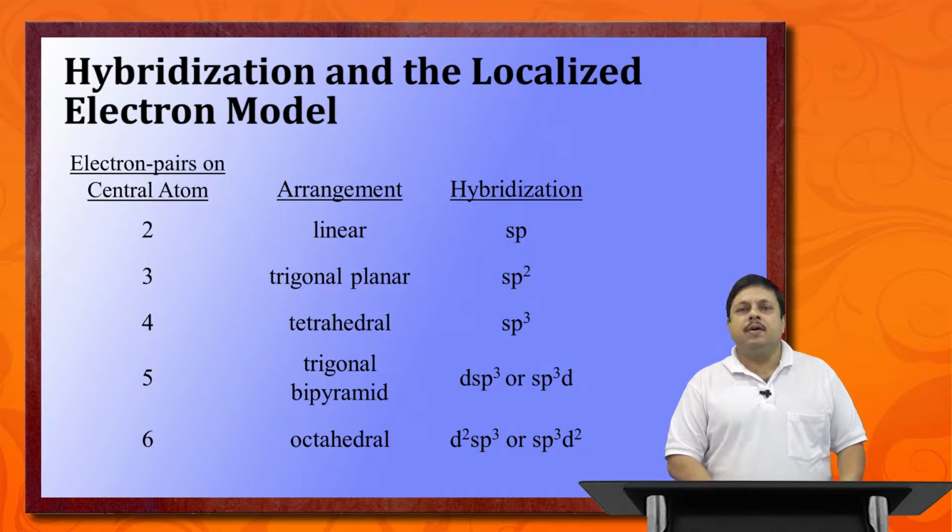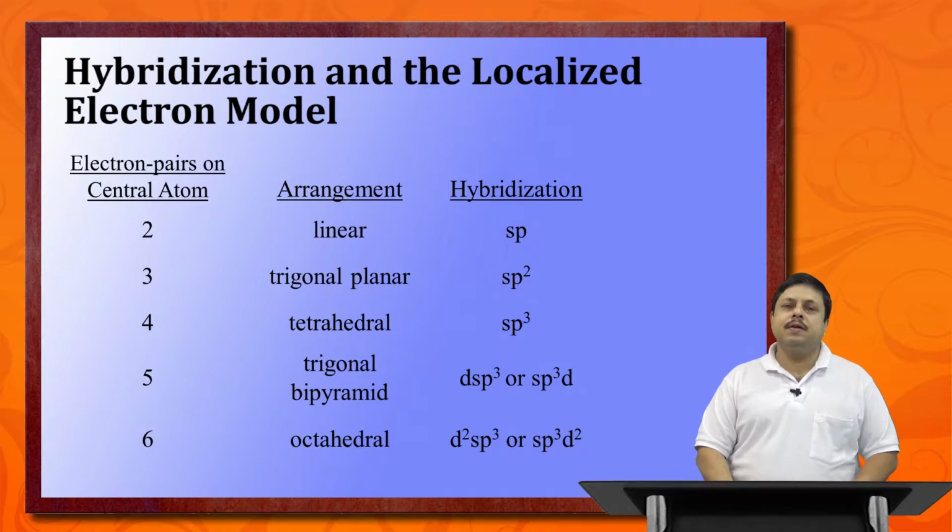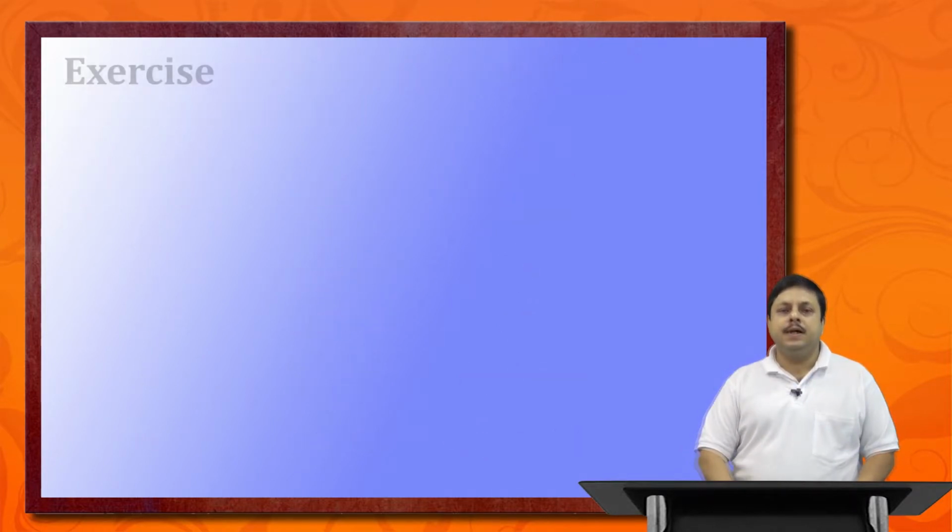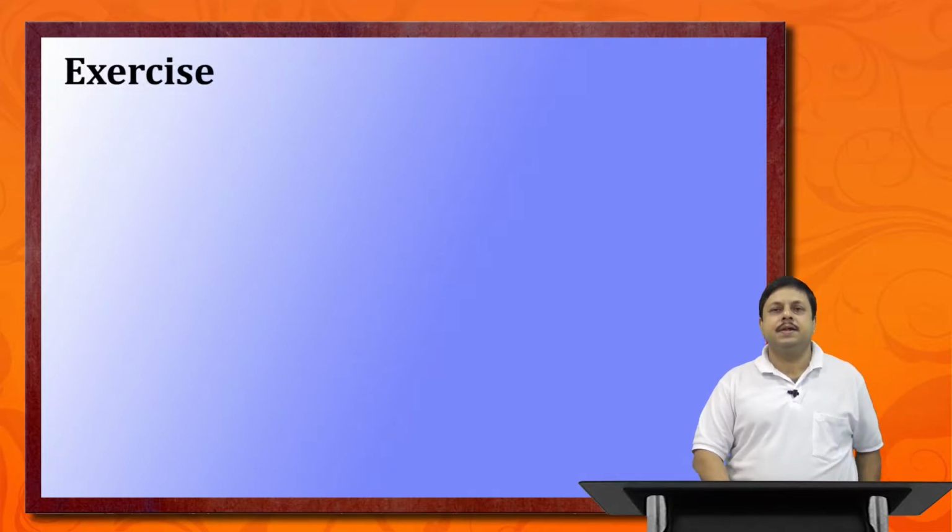If it has 2 electron pairs on the central atom, it will have sp hybridized orbitals with 2 pi bonds, as in acetylene or in carbon dioxide, and so on. Let us take up a simple exercise.